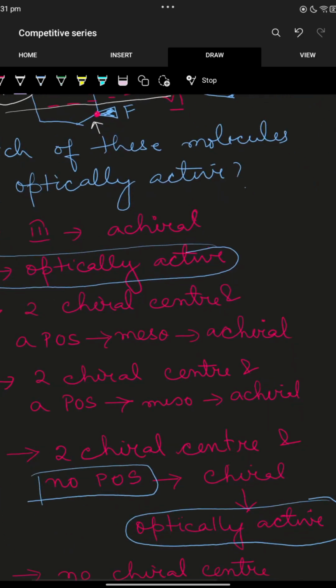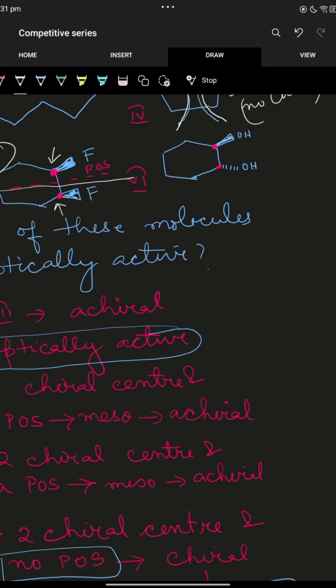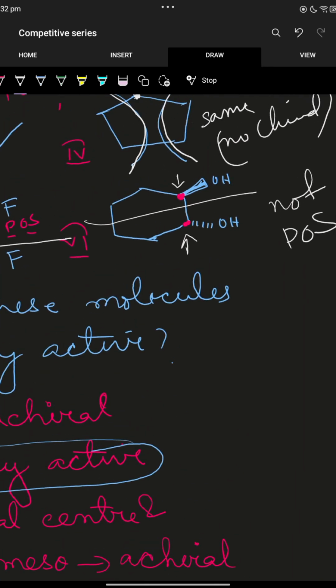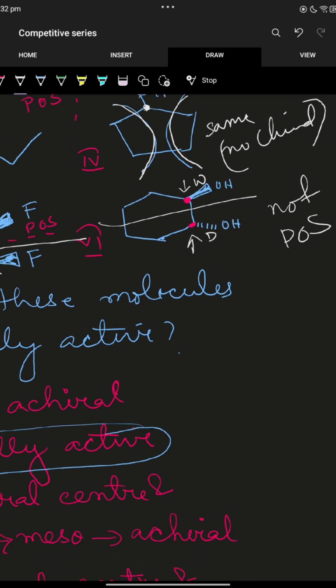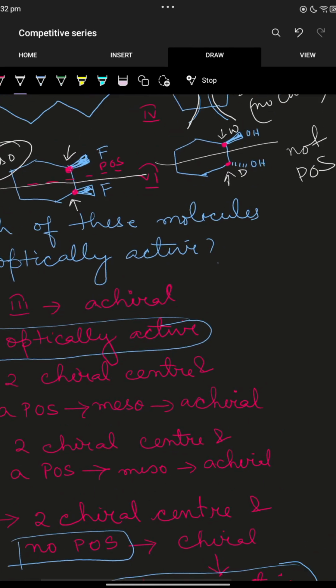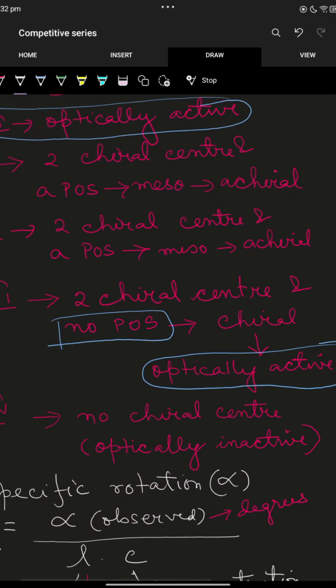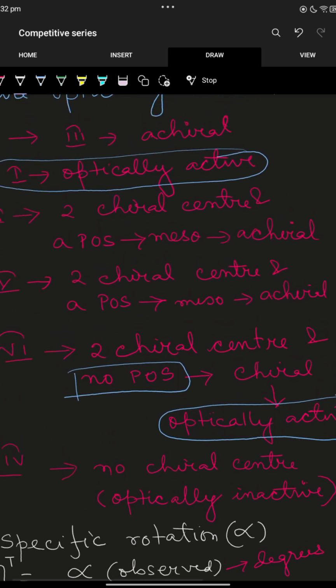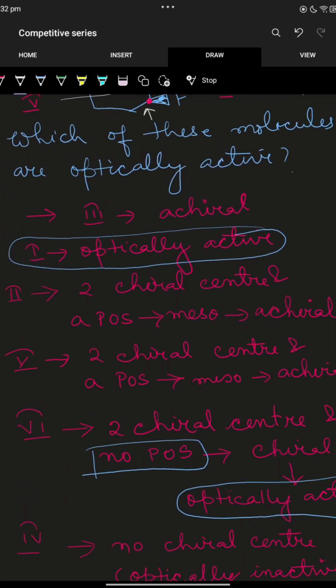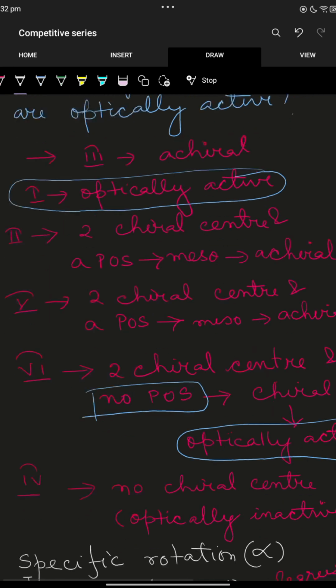See the sixth one. What happens? In the sixth one, you have again two chiral centers, but this one is actually not the plane of symmetry. Why? Because on one side the bond is a wedge bond, on the other side it is a dash bond. So the wedge bond is towards the viewer, the dash bond is away from the viewer. They are not symmetrical, so this is not the plane of symmetry. So since it is not the plane of symmetry, the molecule is chiral and it's optically active. So optically active, you got 1 and 6, these two are optically active.